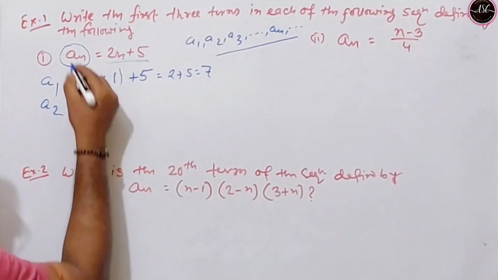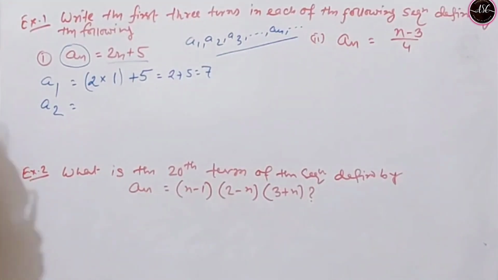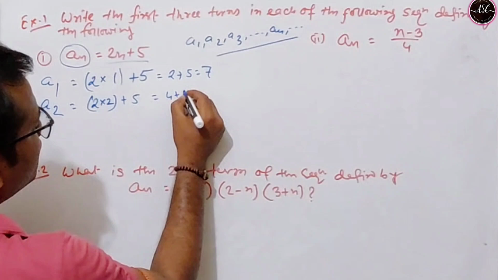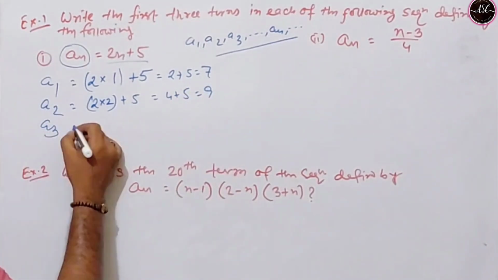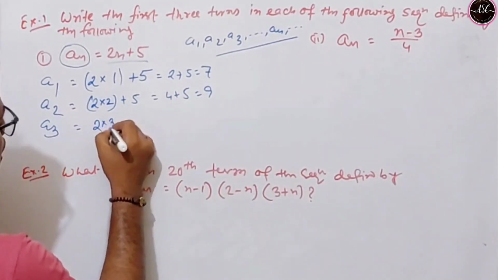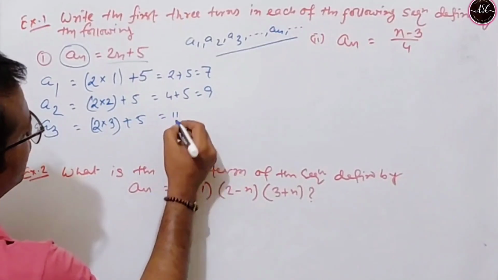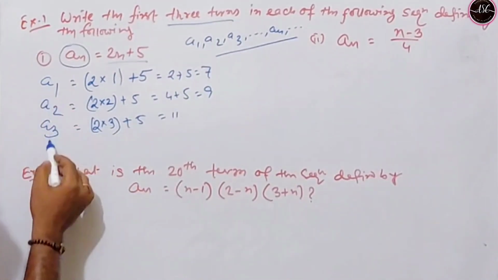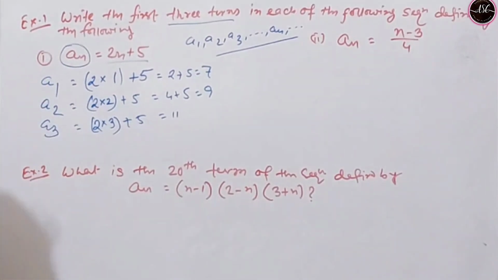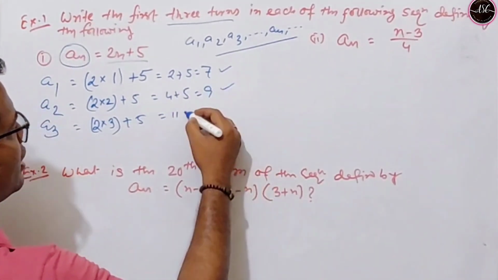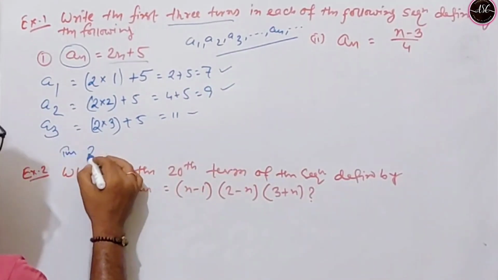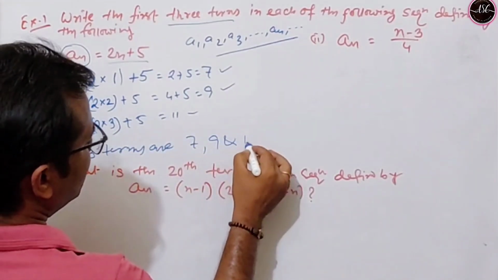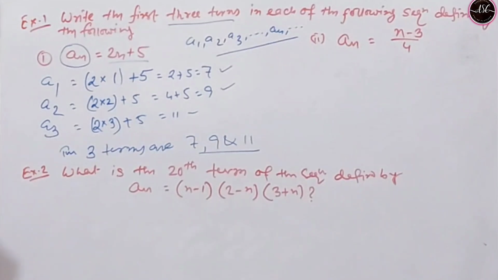Similarly a2 equal to, in the place of n we put 2, so 2 into 2 plus 5, that means 4 plus 5, that means 9. a3 equal to 2 into 3 plus 5, that means 11. So we have found a1, a2 and a3. The three terms are 7, 9 and 11.